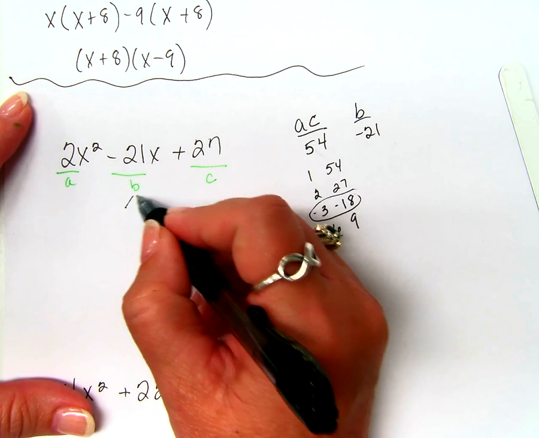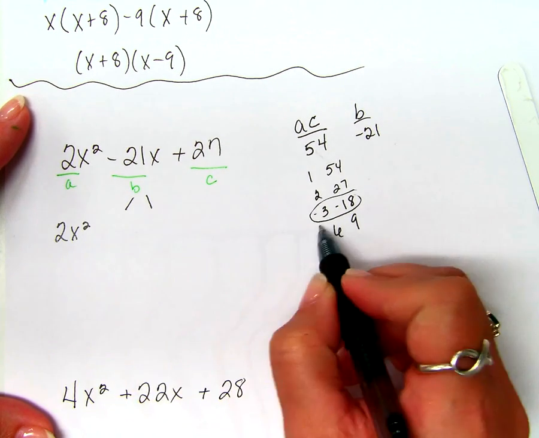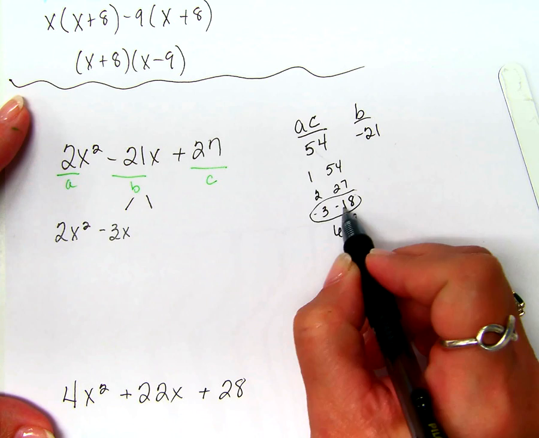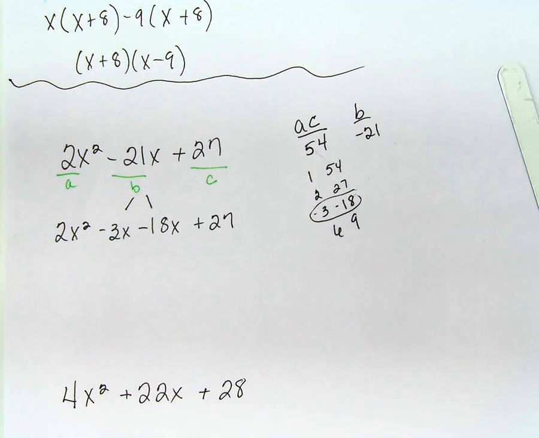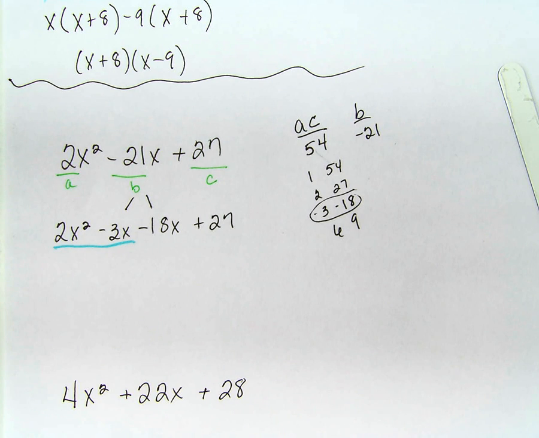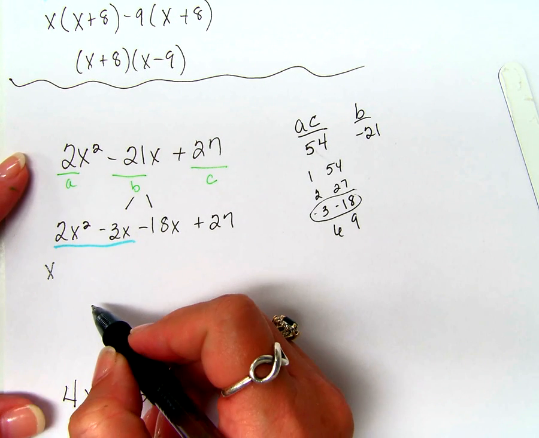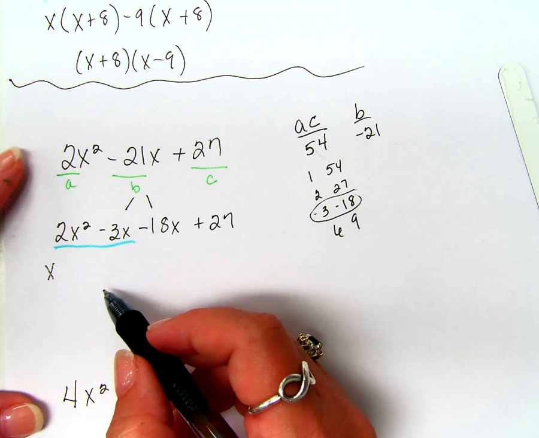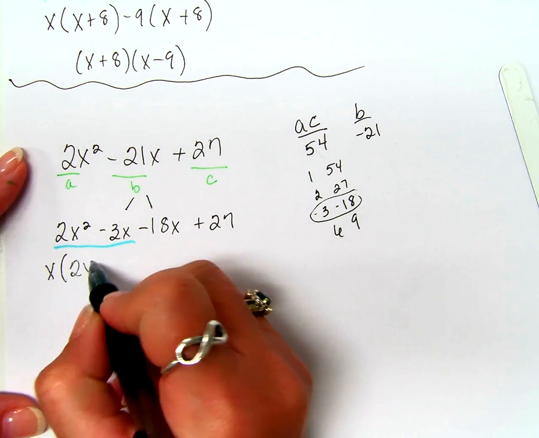So I'm going to rewrite it, but I'm going to split my middle term into two parts. 2x squared minus 3x minus 18x plus 27. And we know exactly what to do from here because we've been doing grouping for a couple days now, right? What's common in the first two? Just x, right? Because the second term isn't divisible by 2. So if I take out an x, what's left? 2x minus 3.